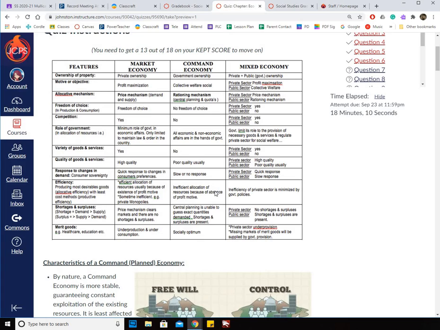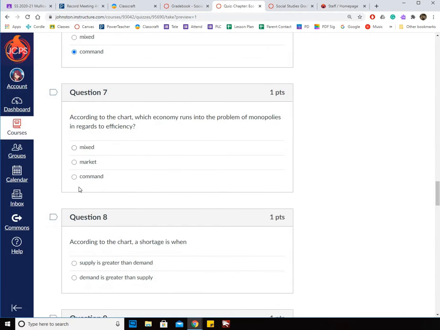This one's inefficient because of absence of profit motive. So when prices are set, you're not really motivated to change them. And mixed kind of sets some rules for the private sector. So essentially, you can't have a monopoly because the government will break apart a monopoly. So number 7 is market.